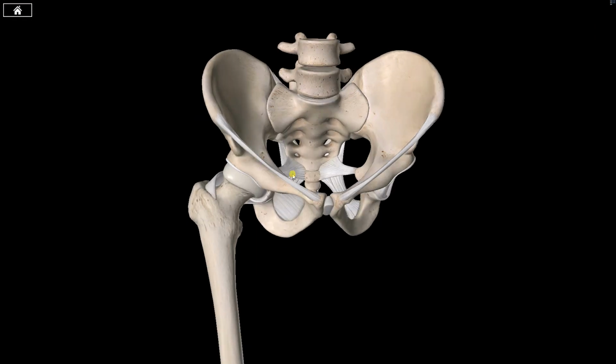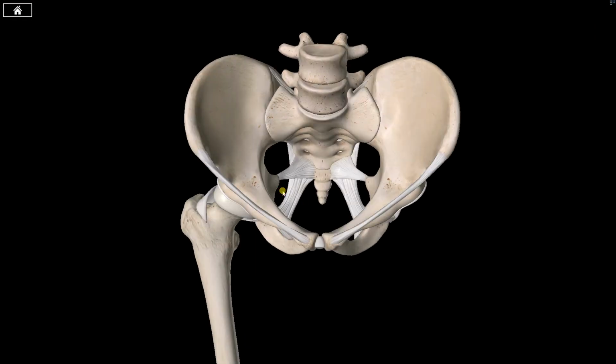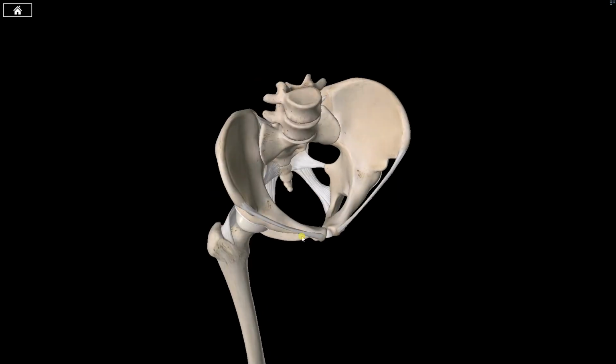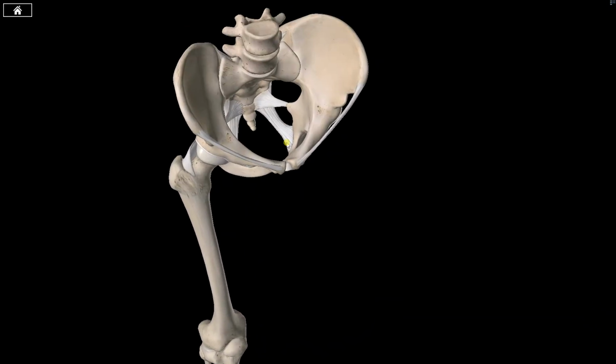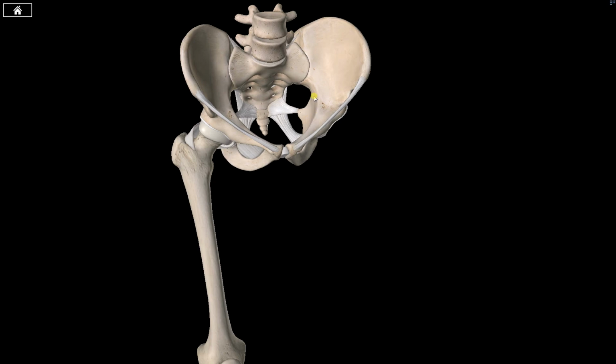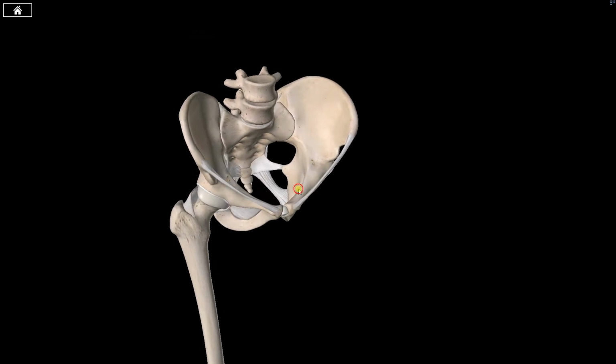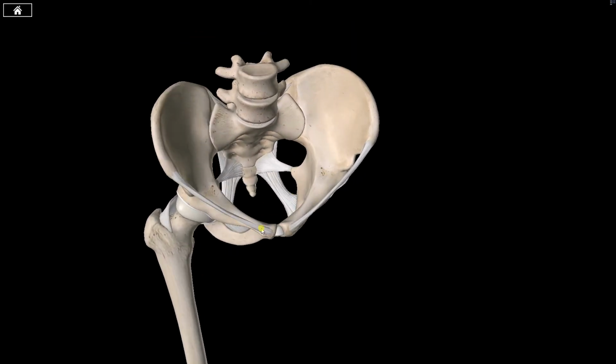So today I'll be talking about the osteology of the hip as well as the femur and some of the ligaments as well. And this is in preparation for our first anatomy lab on Wednesday.